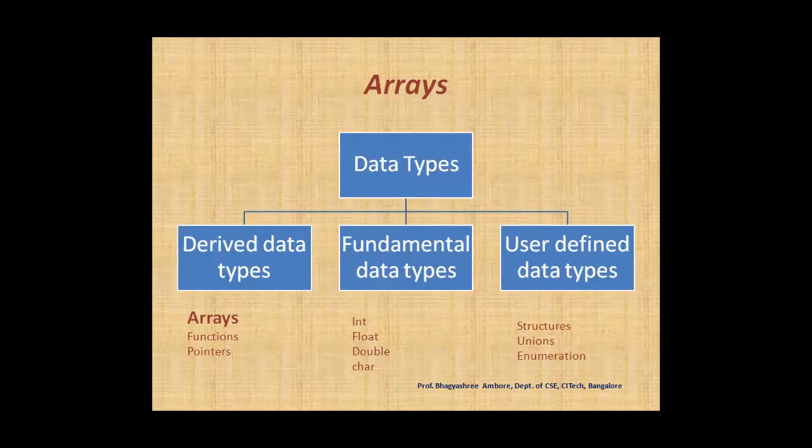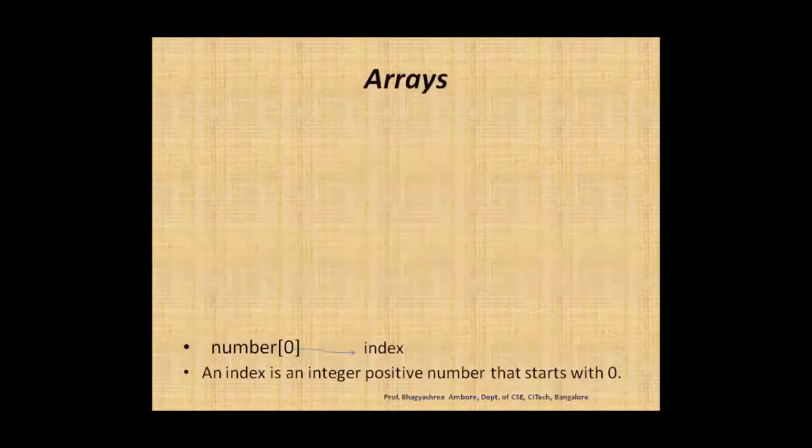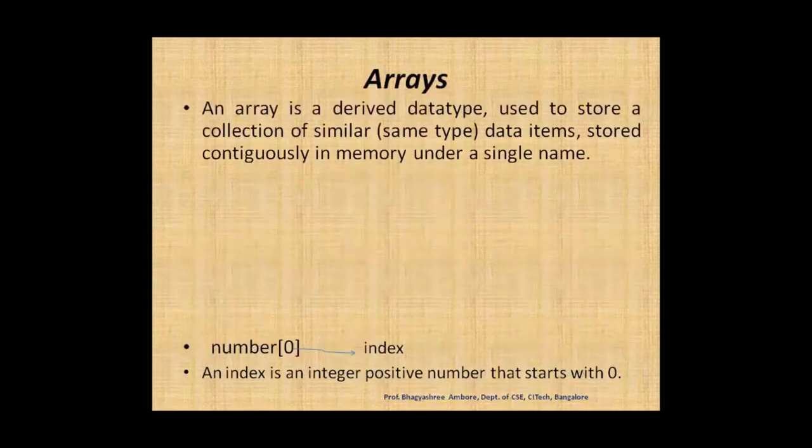Similarly, we have a derived data type. In that, we have arrays. Why do we need these arrays? What are these arrays? As I've already said, an array is a derived data type. It is used when I have a collection of same type of data items. I can group them under a single name, and this occupies continuous memory locations.